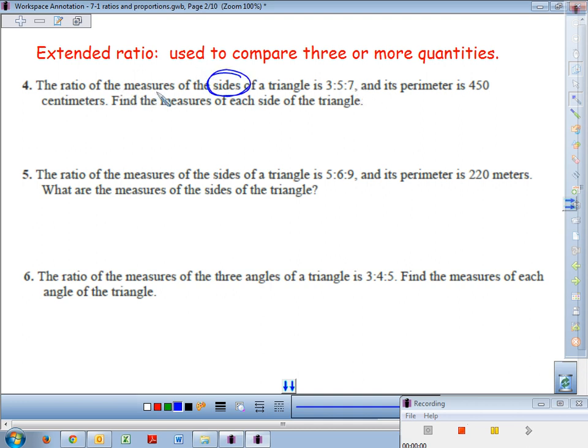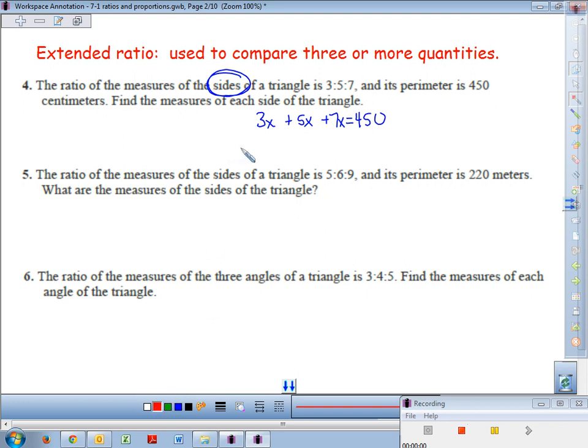The ratio of the measures of the sides of a triangle is 3 to 5 to 7. The perimeter is 450 centimeters. Find the measures of each side. Well, here's how we do it. We throw an X next to every number in that ratio and add them together. And that should all add up to be the perimeter of that particular shape.